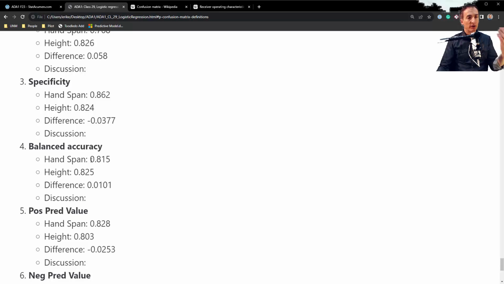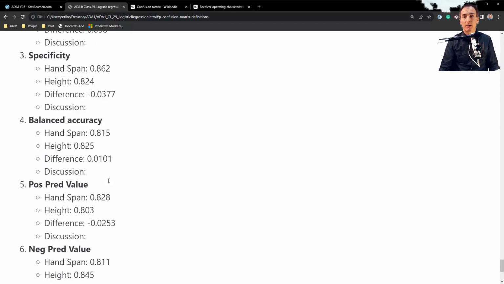Balanced accuracy is this strict average, not weighted average, between correctly predicting females and correctly predicting males. It's slightly better for height by about 1%. So there's a very small improvement in prediction overall for both male and female if you use the height model versus the handspan model.